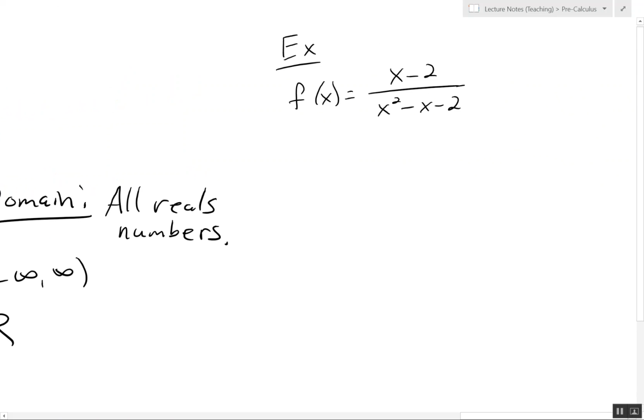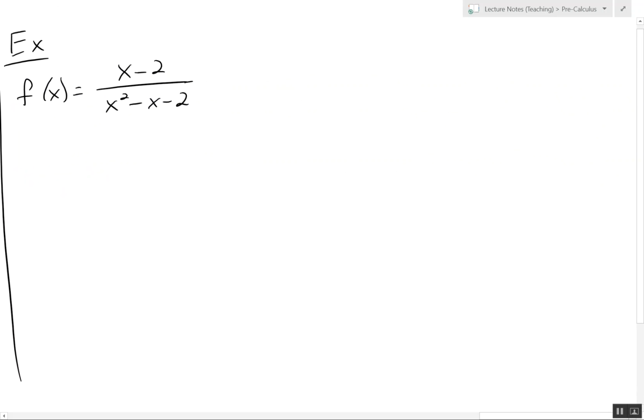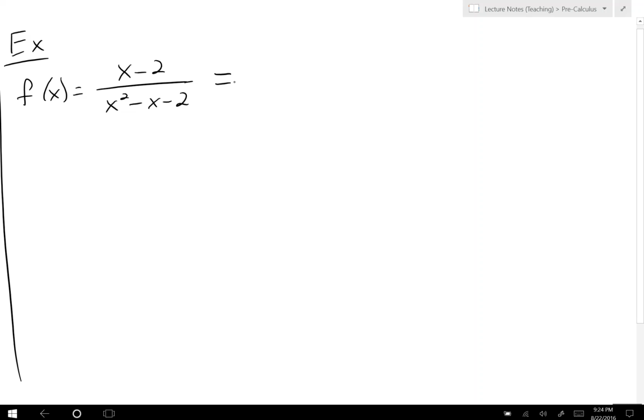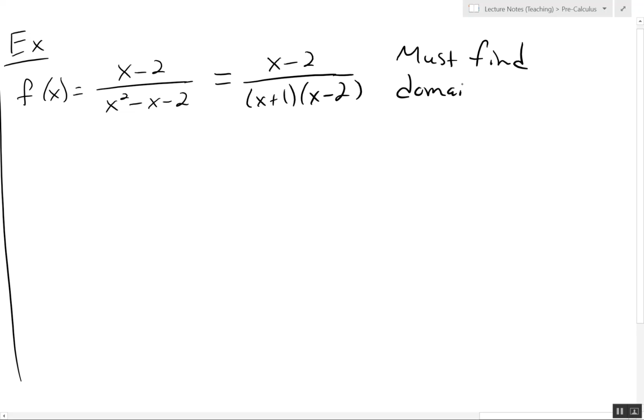Now finally, let's look at this example here. Let's draw a line here, to make sure we keep those two separate. For this problem, we're going to have to factor the denominator. And we're going to have x minus 2 all over x plus 1 and x minus 2. And we have to be very, very careful here. You must find the domain before canceling.